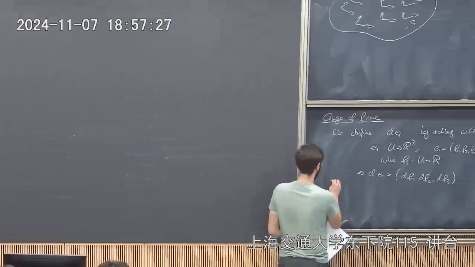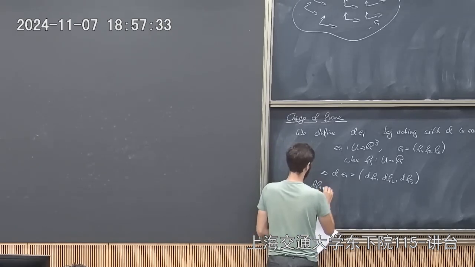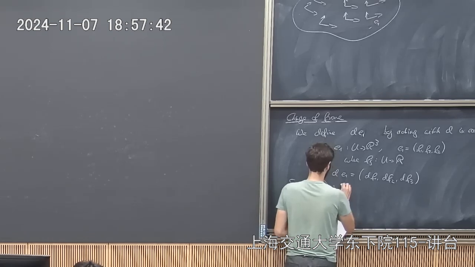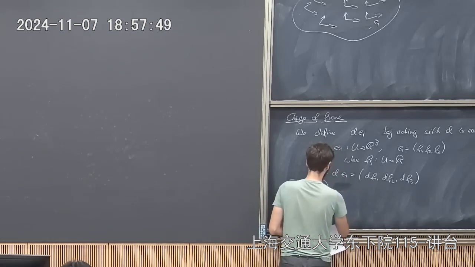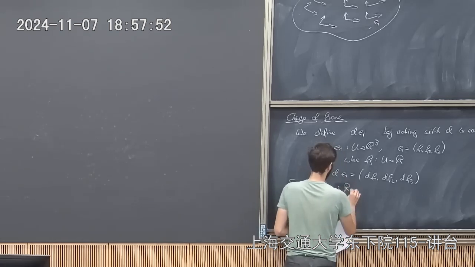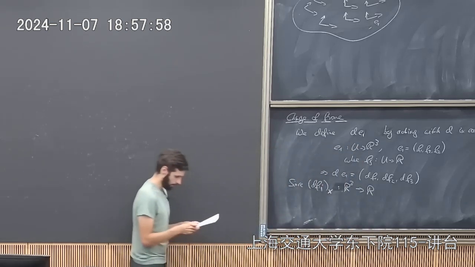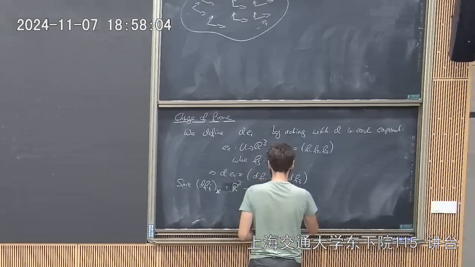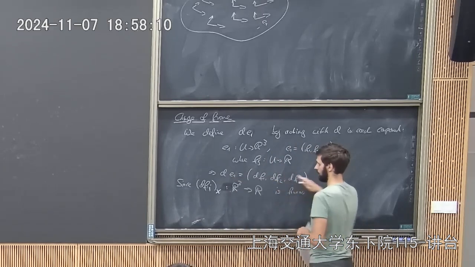Since each one of these, df_k, is essentially a linear map at every point, a linear map that eats a tangent vector and gives you a real number, we can assemble that.